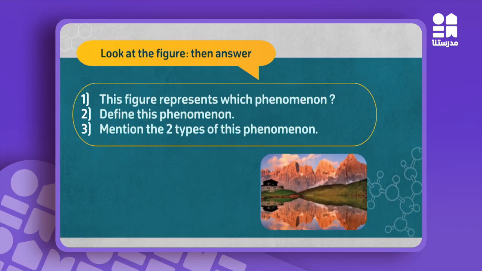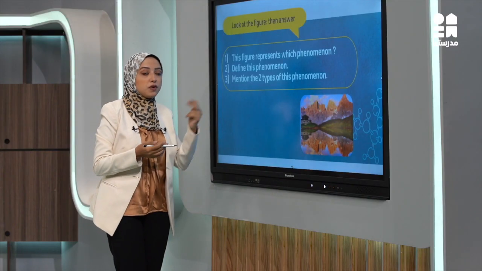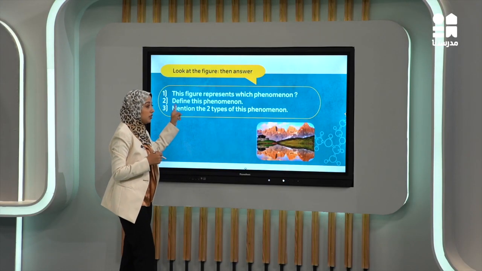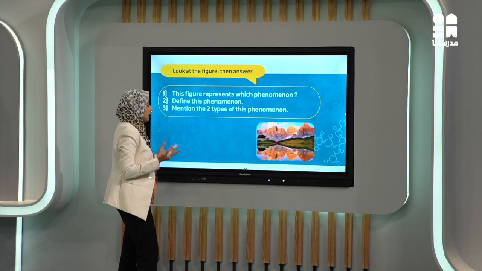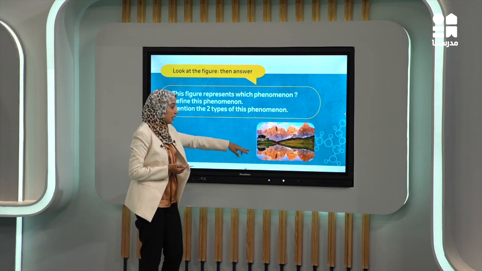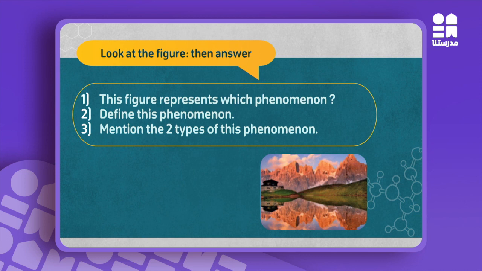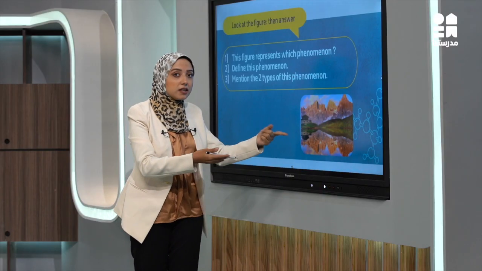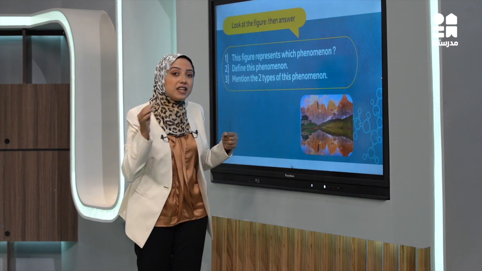Okay, this figure represents which phenomenon? ايه الفينومينا اللي احنا نقدر نشوفها في البيكتشر دي؟ اوكي، تاني حاجة بعد ما نعرف هي ايه نعمل لها definition. Define these phenomena. بعد كده mention the two types of these phenomena. شايفين هنا ايه؟ There is water، في مية، وفي هنا mountains. والmountains we can see an image of the mountains in the water. طب الimages ان هي يحصل لها ايه؟ موجودة في الووتر ده ايه؟ ده reflection.